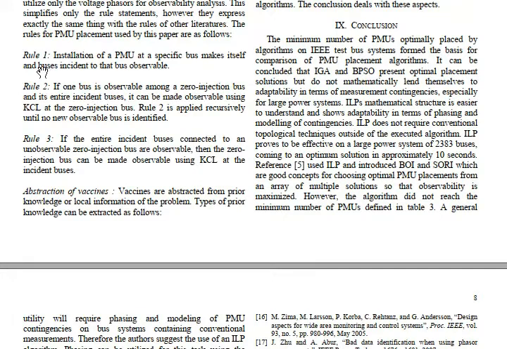So the first rule is, installation of a PMU at a specific bus makes this bus observable, and the buses incident to this bus are also observable. So there are two types of observability. First, direct observable buses: those buses on which the PMU is placed are called direct observable buses. And those buses which are incident, which are connected to these buses, are indirect observable buses. So all the buses that are directly connected to the bus where the PMU is placed are also observable.